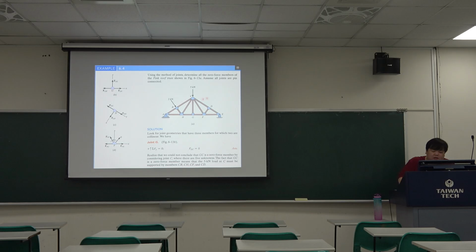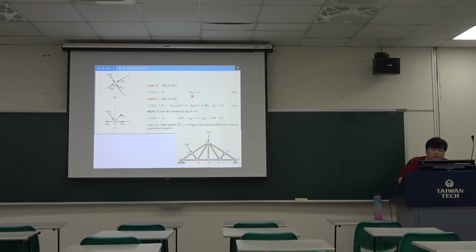Then we can focus on joint F. At joint F we know the force FDF is equal to 0. So if you do the summation Fy equals 0, I think FCF is also equal to 0. So you can see the answer like this.